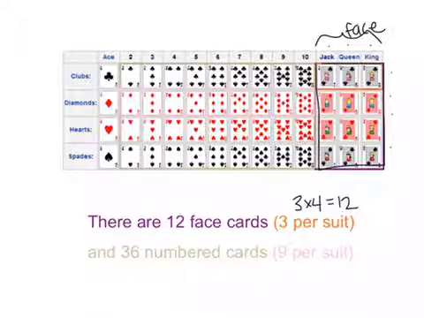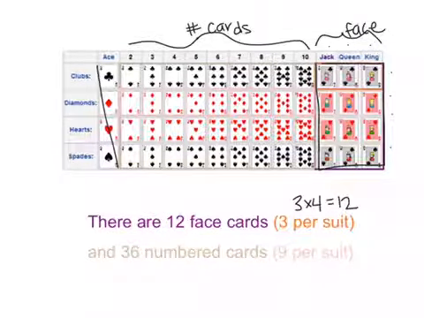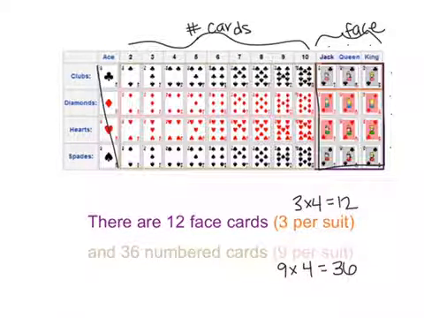Now, numbered cards. Numbered cards are cards that actually have numbers on them. So we don't include the ace on those. Only the 2 through 10 are my numbered cards because those are the only ones that have numbers on them. So that gives me 9 in each suit. So I would get 9 times my 4 suits, which is where my 36 comes from. When we talk about numbered cards, you're not including the ace because there is no number on that card.